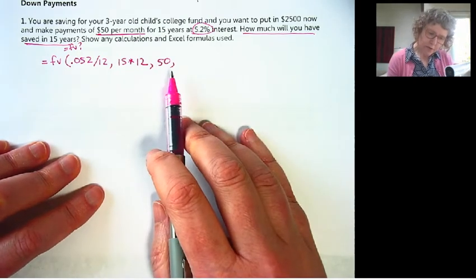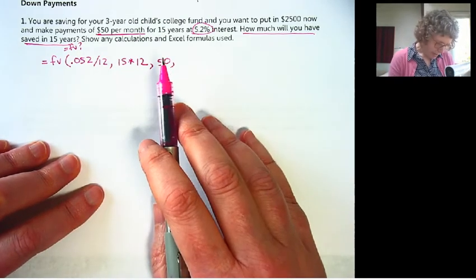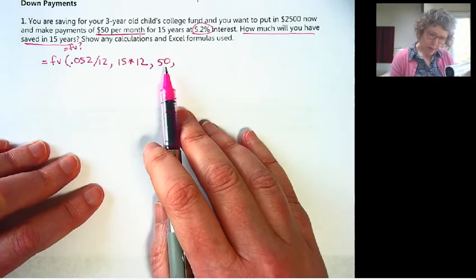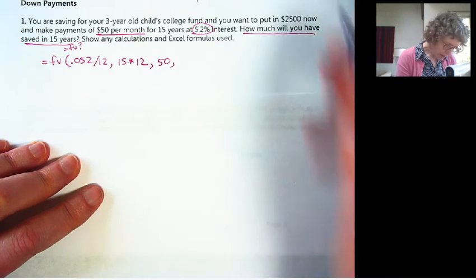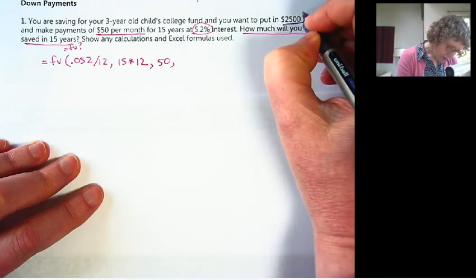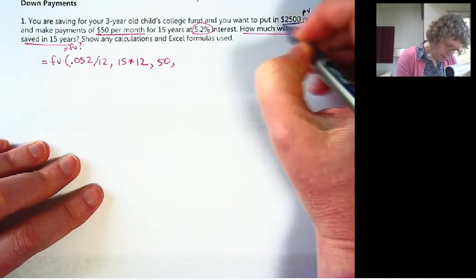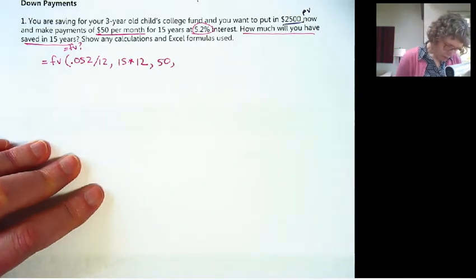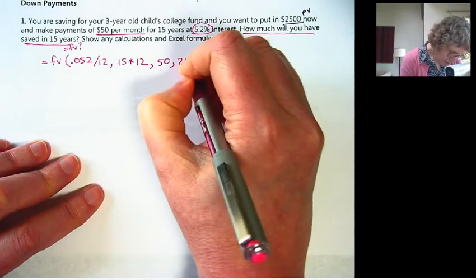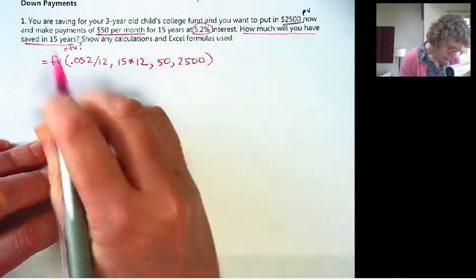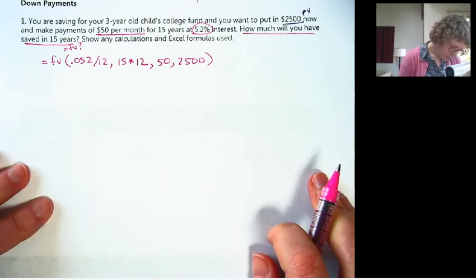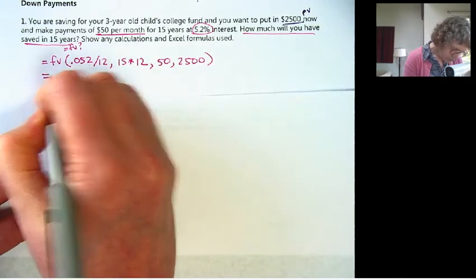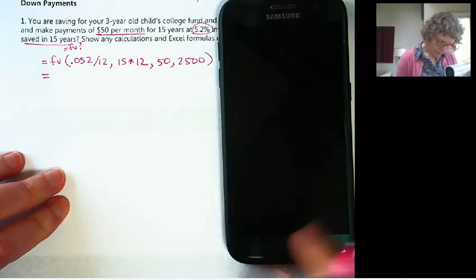Okay, so for our future value, it's the payment. We're making $50 per month, and then the present value, we are putting in sort of a lump sum or a payment now. So the present value is $2,500. So I guess rather than a down payment, this is like a lump sum payment now plus monthly payments. Okay, let's see what this is.